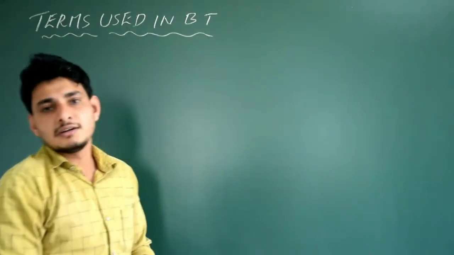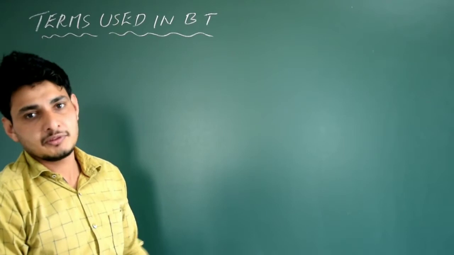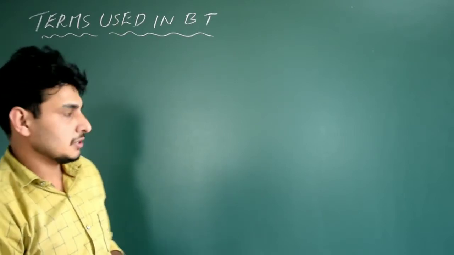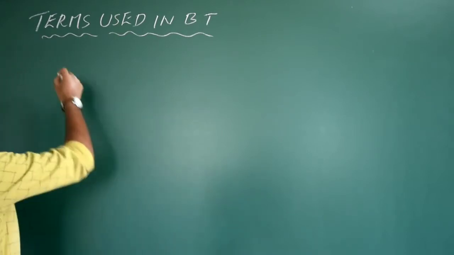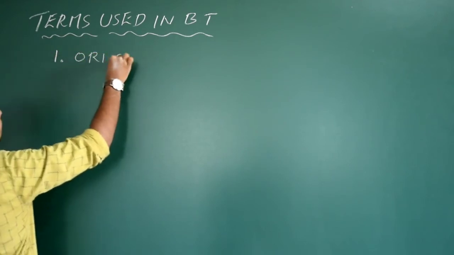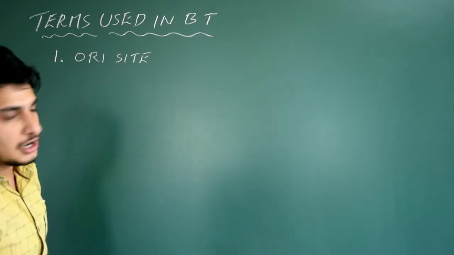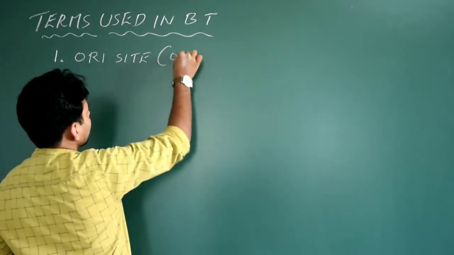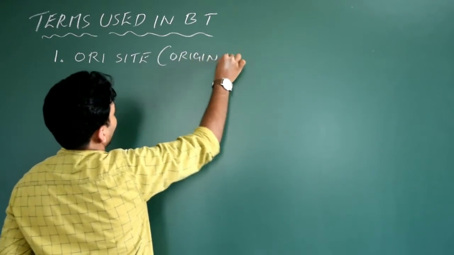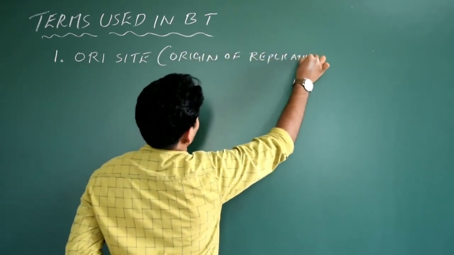Now we will learn some terms which are used in biotechnology, could be handy for future concepts actually. Okay, so first we will go with this. You are familiar with this word, ORI. It is also called the origin of replication. So, origin of replication. I'll explain it one by one.